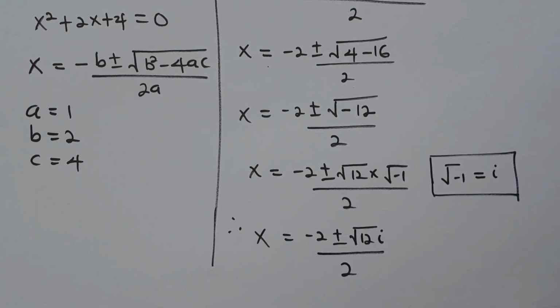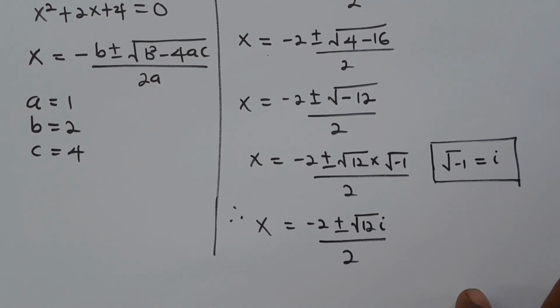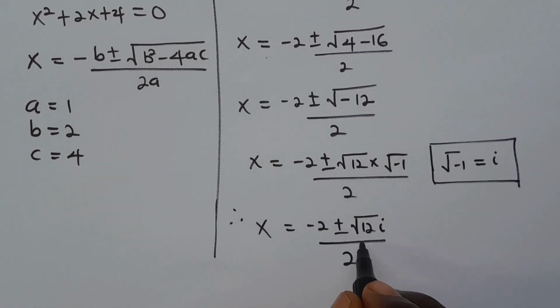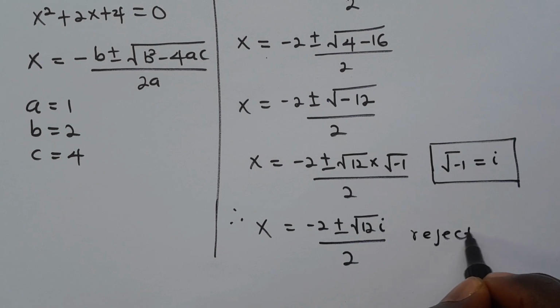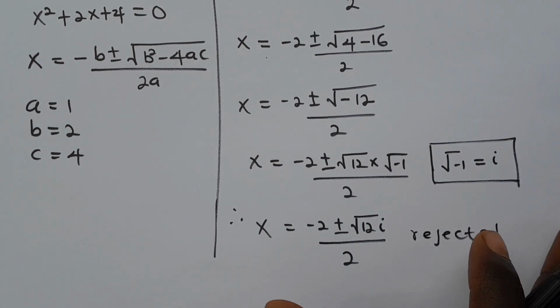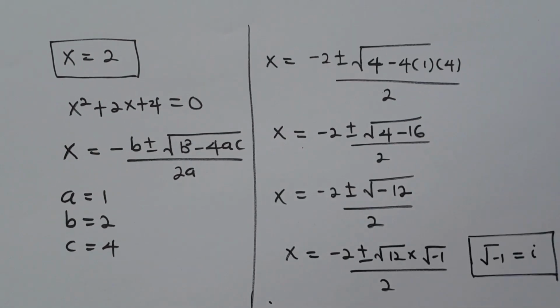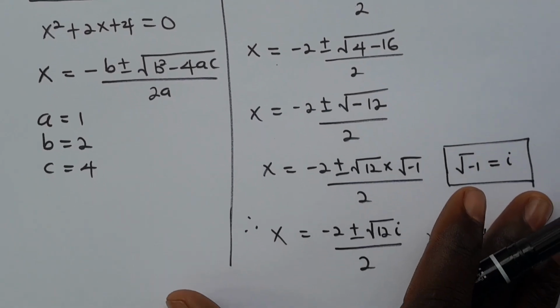And this is a complex number, assuming we are looking for the real solution. So we can reject this value of x equals minus 2 positive or negative square root of 12i divided by 2. We reject it because we need a real solution.